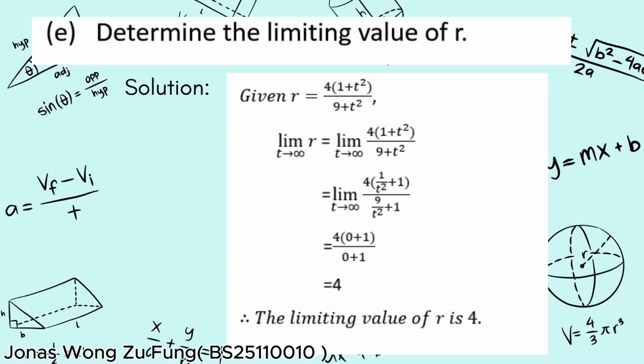Finally, the task for part E is to determine the limiting value of r. To do so, we must find the limit of the function as t approaches infinity. These are our workings, and we find that the limit of the function when t approaches infinity is equal to 4. Therefore, the limiting value of r is 4.